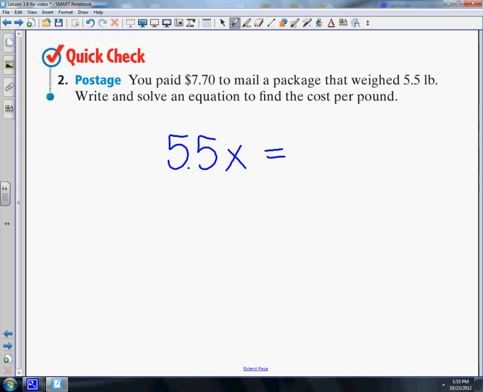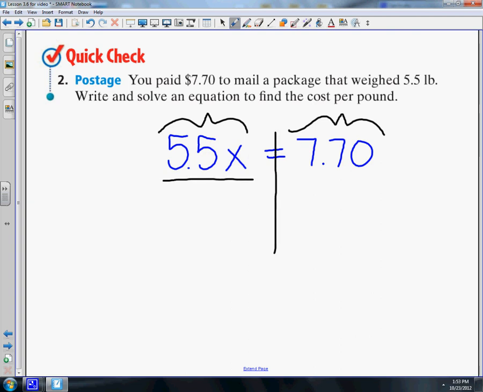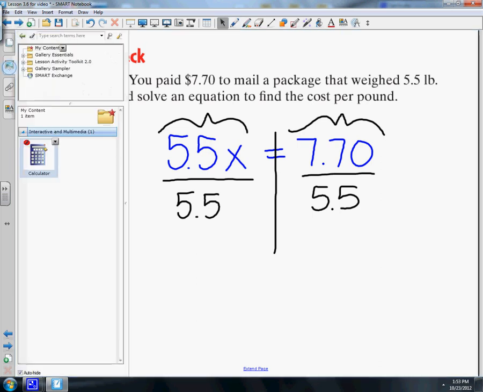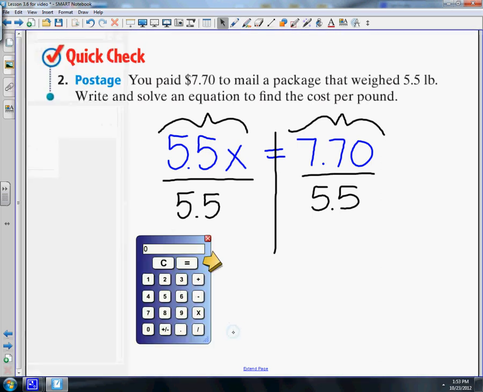The package weighs 5.5 pounds. I don't know how much it costs per pound. And then the total cost was $7.70. So remember, when you're writing an equation, you put a number and the variable on one side, and the total is on the second side. So I'm going to divide both sides by 5.5, and this will tell me how much they're going to charge me per pound at the post office to mail my package.